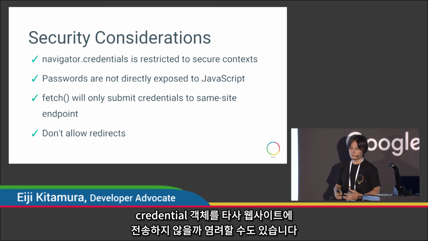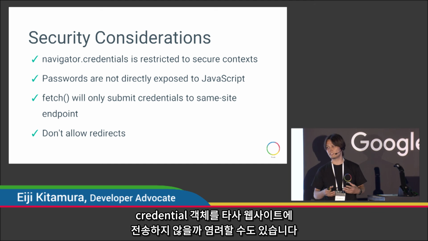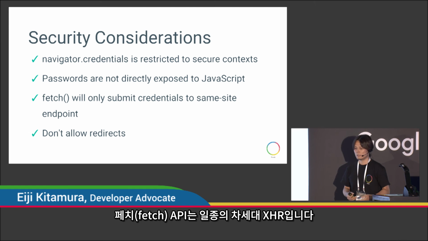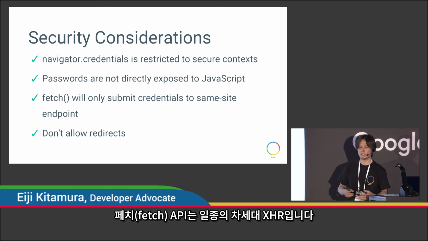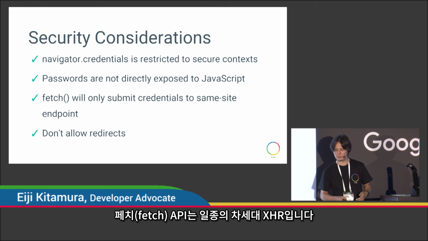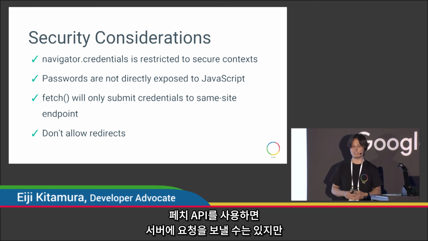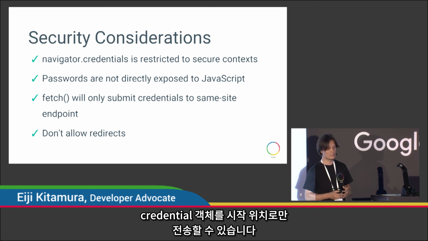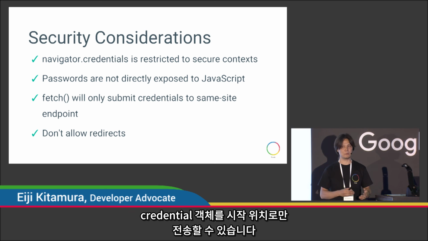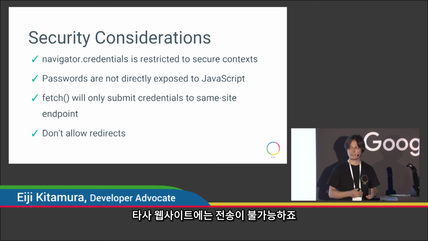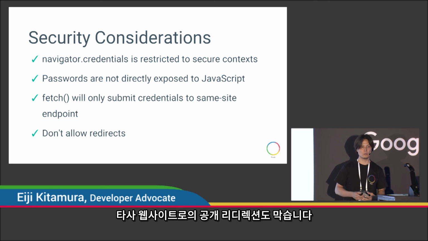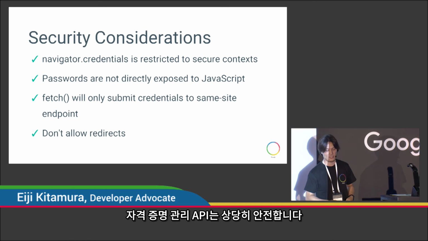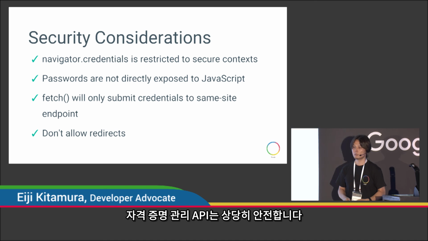And you might think, what if you send that credential object to a third-party website? The fetch API, which is kind of the next generation of XHR, lets you send a request to the server, but it only allows the credential object to be delivered to the same origin. So you cannot send it to a third-party website. It also prevents open redirects to third-party websites. So you can consider using the Credential Management API. It's quite safe.